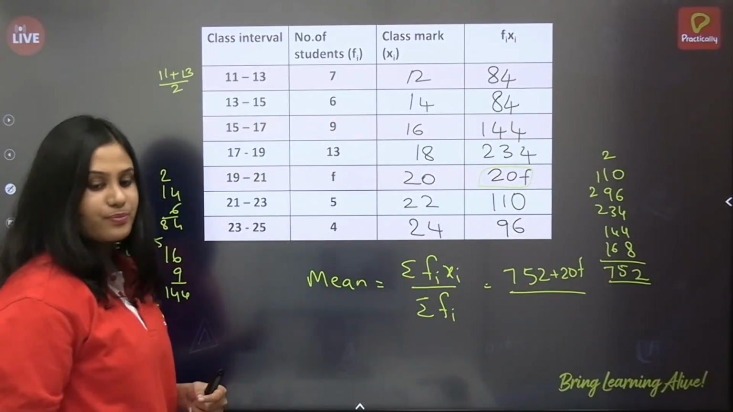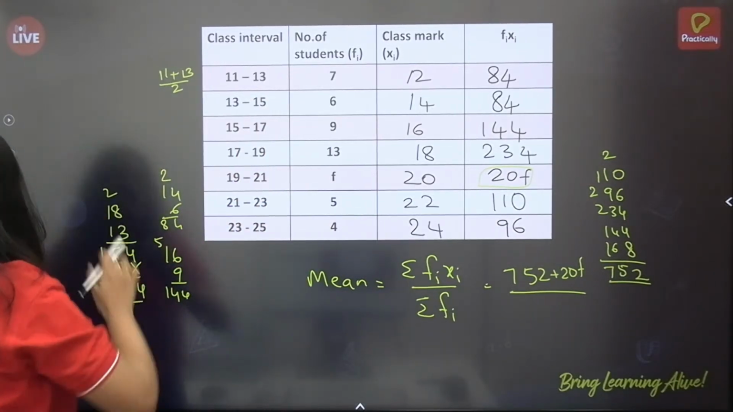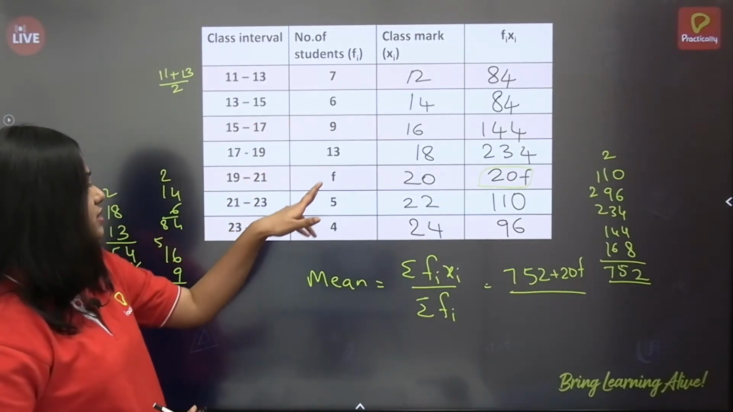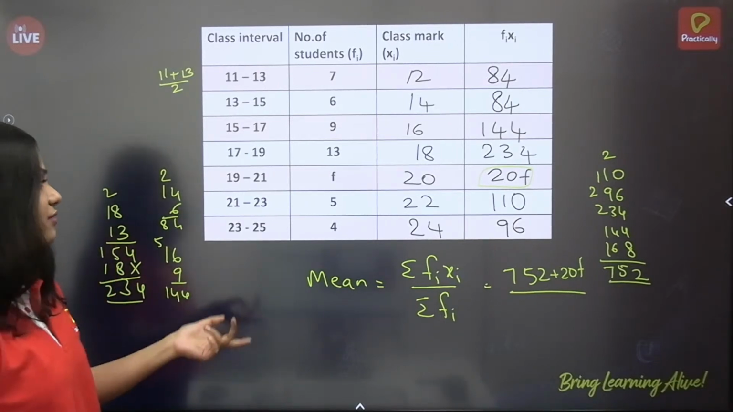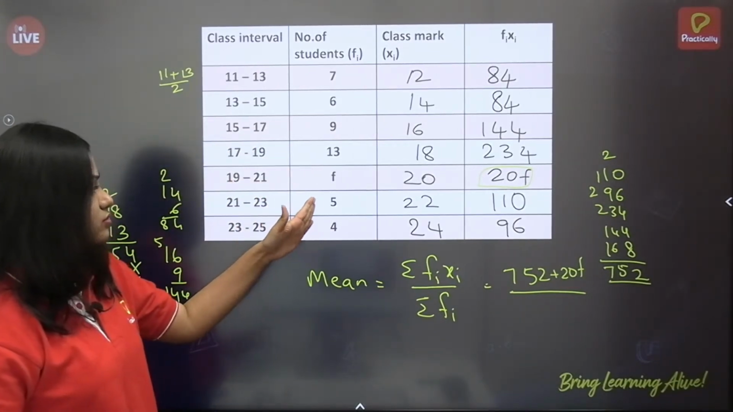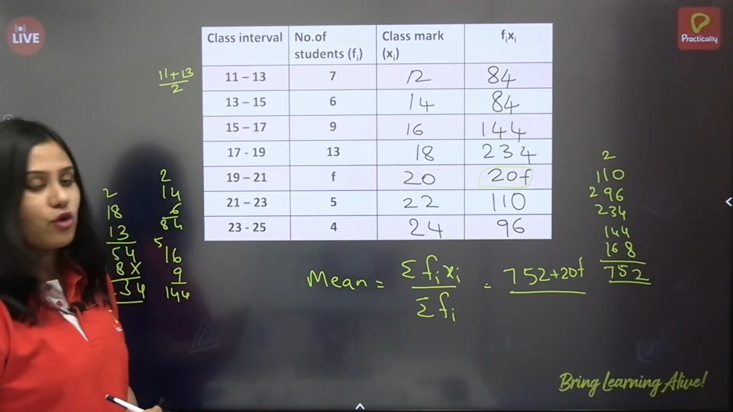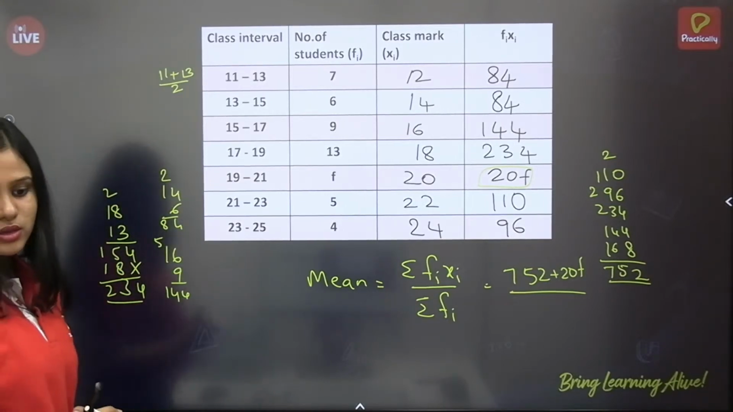Okay? Alright, now let's calculate sigma fi. So let us calculate 7 plus 6, 13. 13 plus 13, 26. 26 plus 9, 35. 35 plus 5, 40. 40 plus 4, 44. Correct? Did you all get 44 plus f, sigma fi? Okay, good, Aryan.